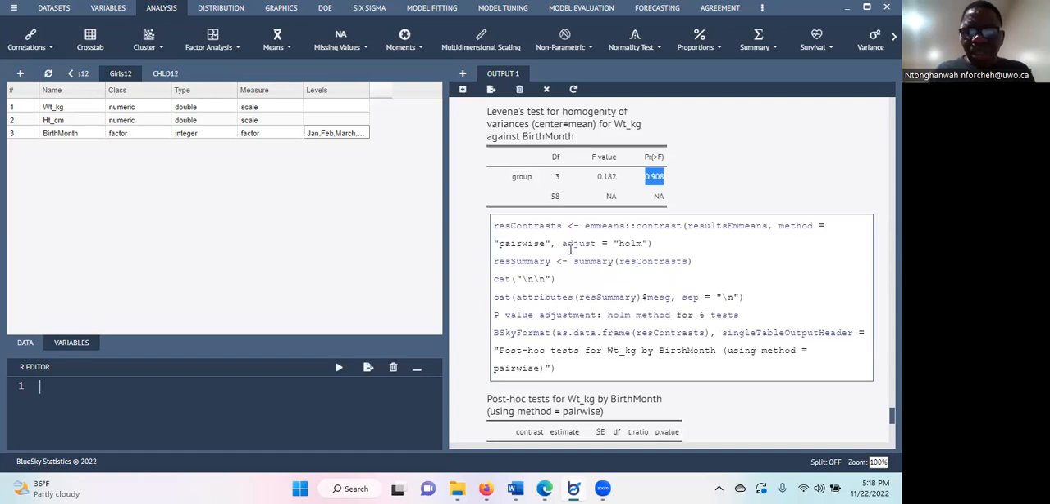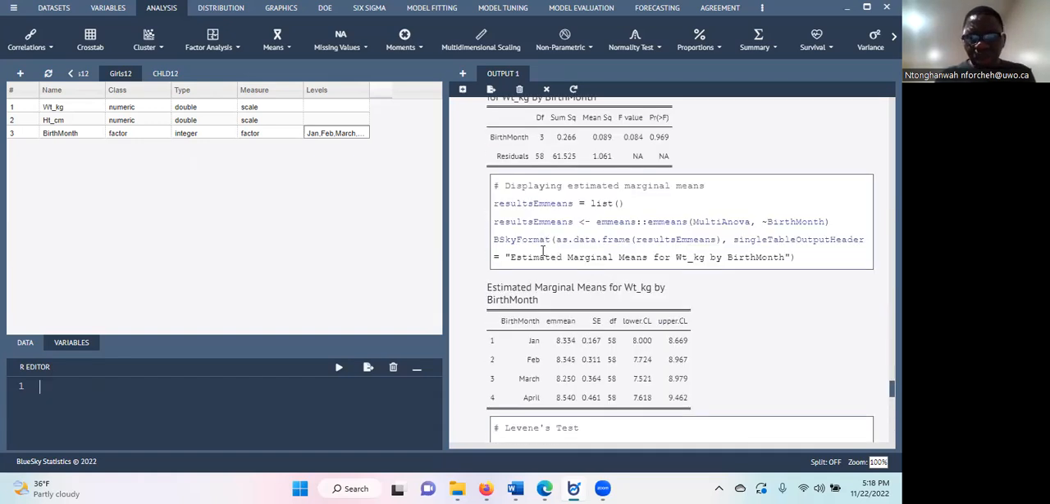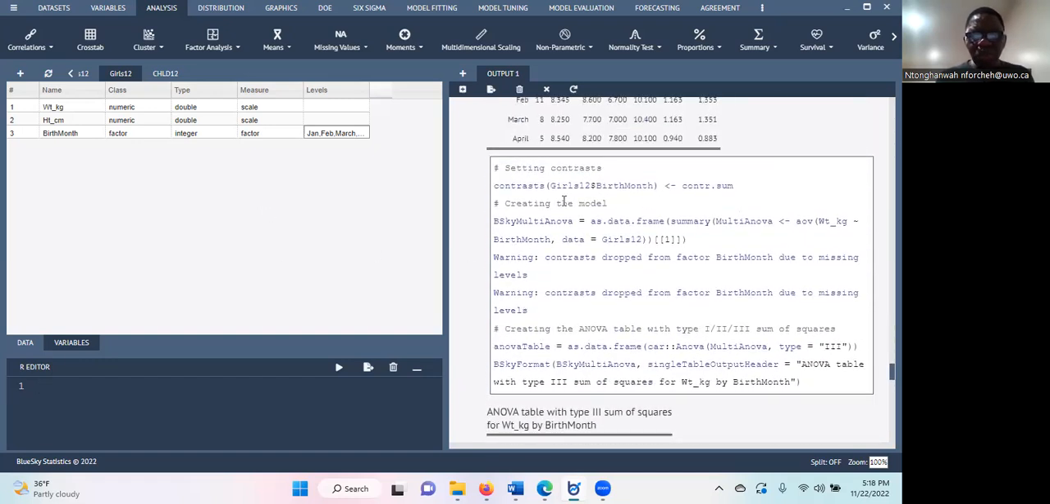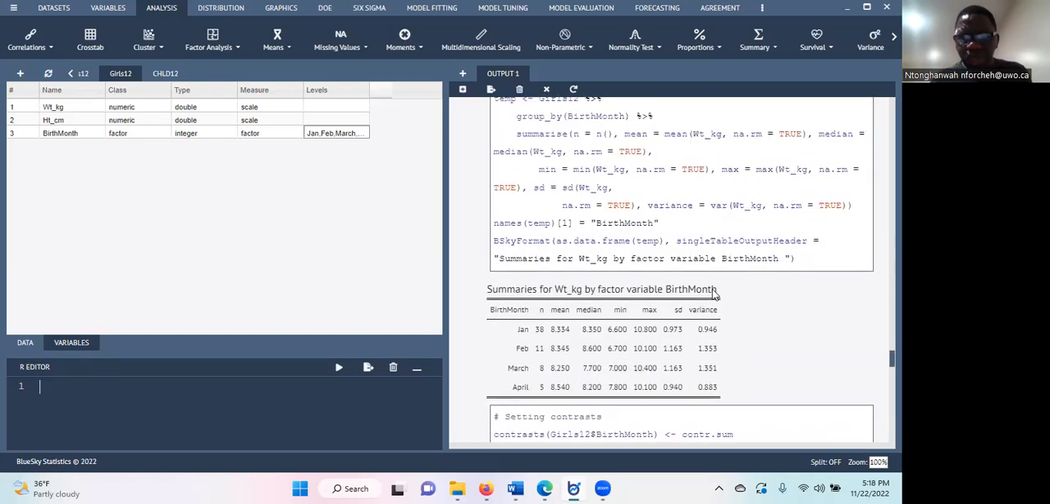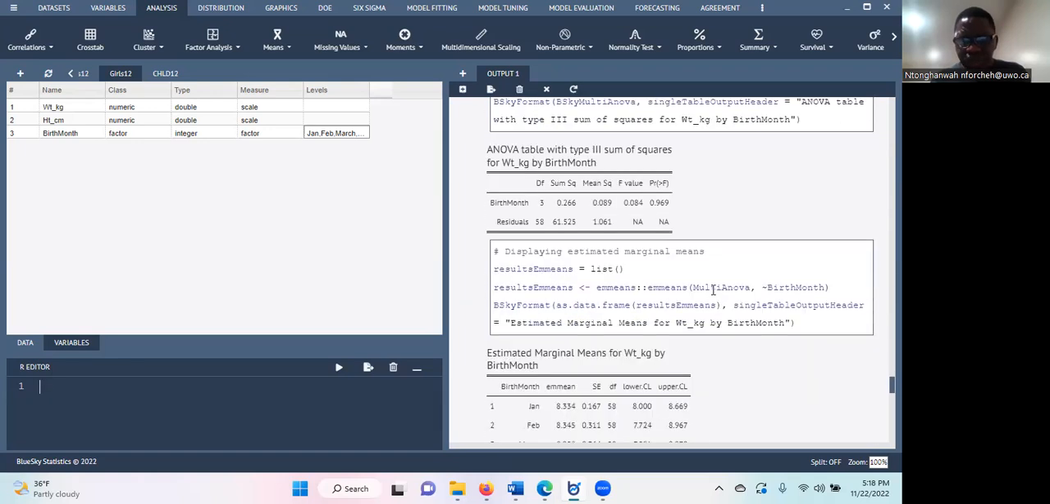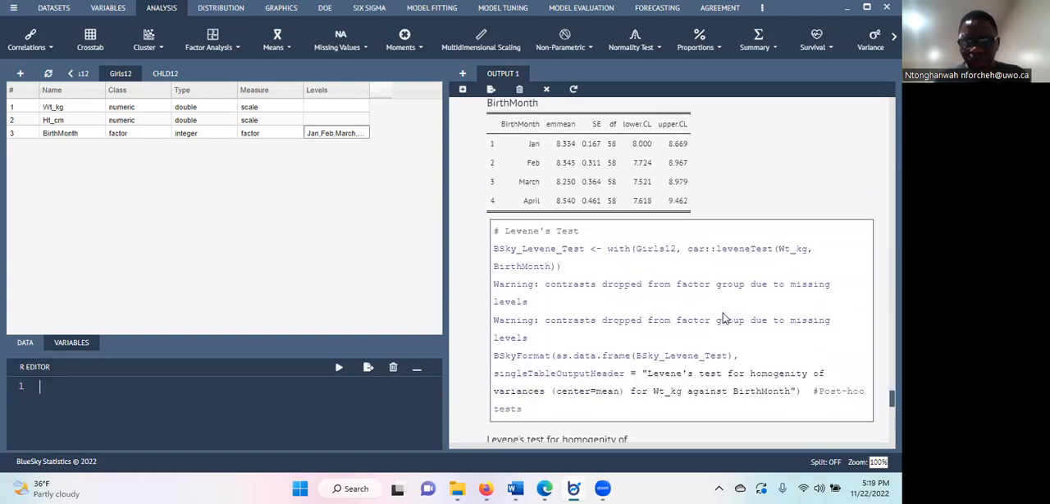Okay. And our degrees of freedom, remember that total degrees of freedom is always n minus 1. So if we take 3 plus 58, we get 61. That means our total sample size is supposed to be 62. The total number of children for the 4 months is 62. Well, that is what it's telling us. I'm trying to see where that number is shown. I can't see it, but it will be 62. If you add them up, you get 62.